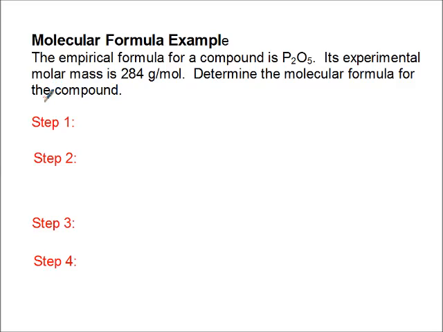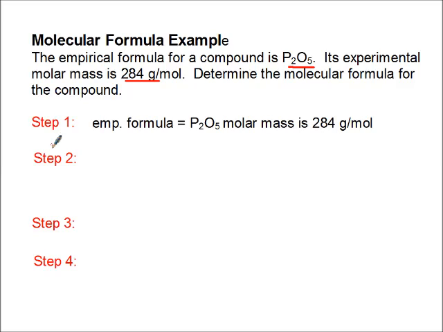Example of how this works. I find a compound. I know the empirical formula is P2O5. I do that based on percent composition that I'm given. I do another type of analysis, gives me a molar mass. We'll talk about how to do those second semester. But anyway, I find out the molar mass is 284 grams per mole. So I need to figure out what's the true molecular formula for the compound.